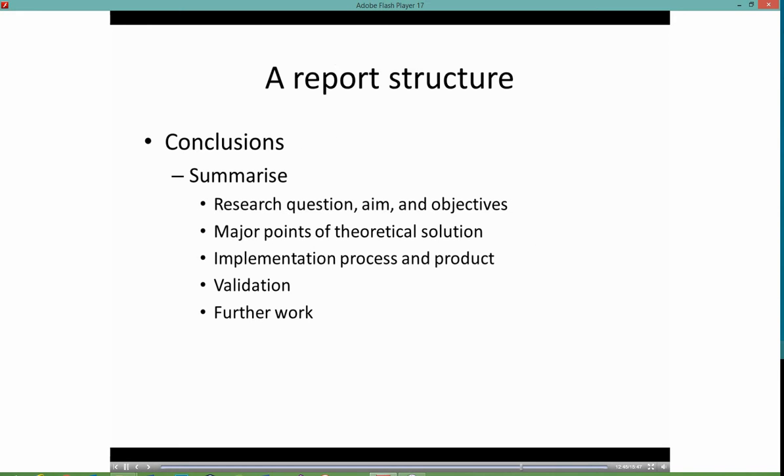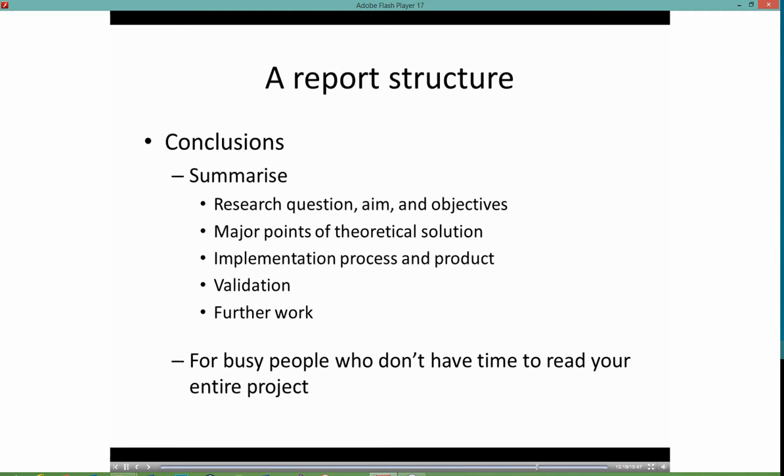In the conclusion section, you summarize your project, drawing together all the previous parts of the project. You should remind your reader of the research question you were considering, your aim and objectives. You should highlight the major points of the theoretical solution that came out of the analysis of the secondary research. Then, you should recapitulate the implementation process, finishing with a summary of the outcome of the validation process. You should also state what further work is needed to improve on your theoretical solution.